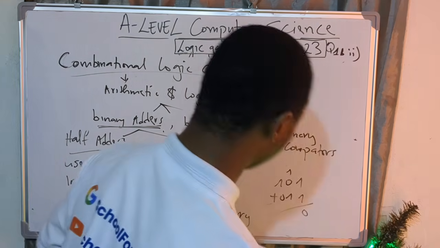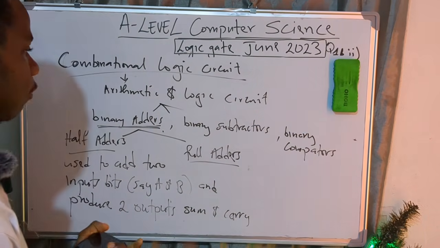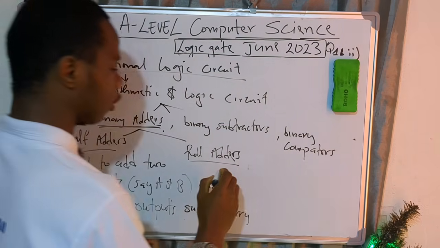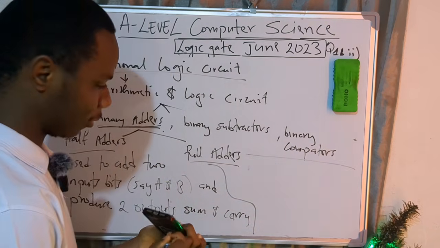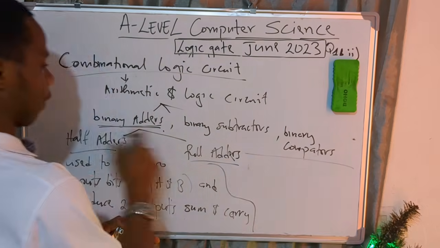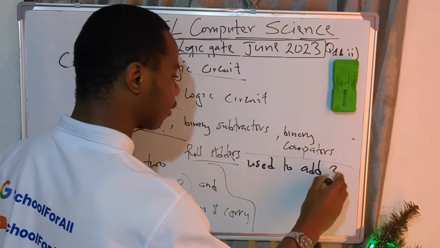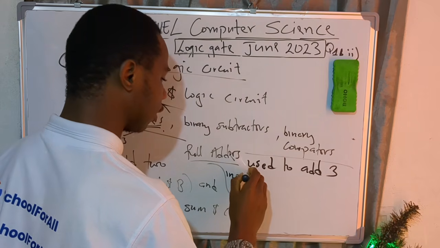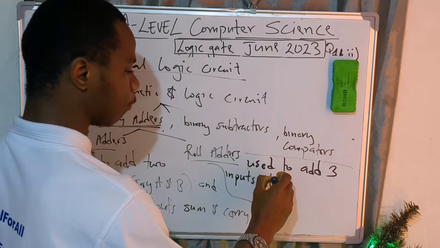So let us define what a full adder is. A full adder is a binary adder used to add 3 input bits. Let me write it somewhere here, I hope you will see. Let me take another marker. A full adder is a binary adder used to add 3 input bits.